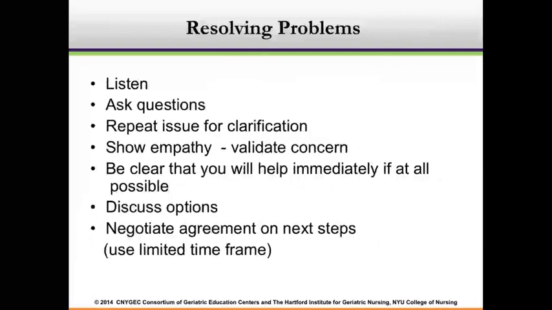So resolving problems, how do you do that? Well, the first thing you do is listen. You ask some questions. You repeat the issue for clarification. You show empathy and validate the concern. I understand that you had a terrible time doing this, that it was very frustrating. Be clear that you will help immediately if at all possible. However, you can discuss options and negotiate an agreement on next steps. And these are the kinds of things that people at the front desk can do. If the front desk does these, it will go a long way to create trust for everyone and goodwill.